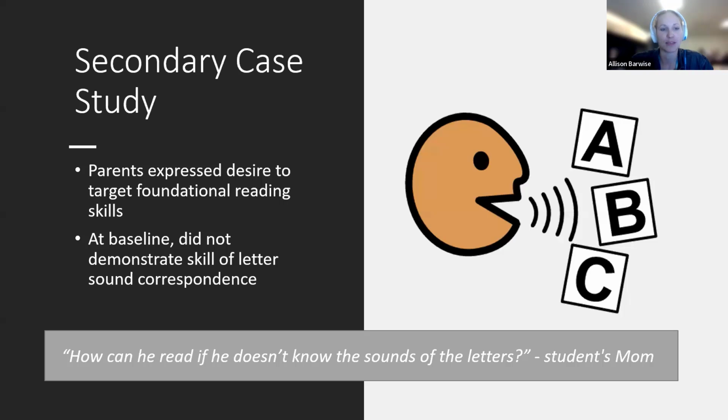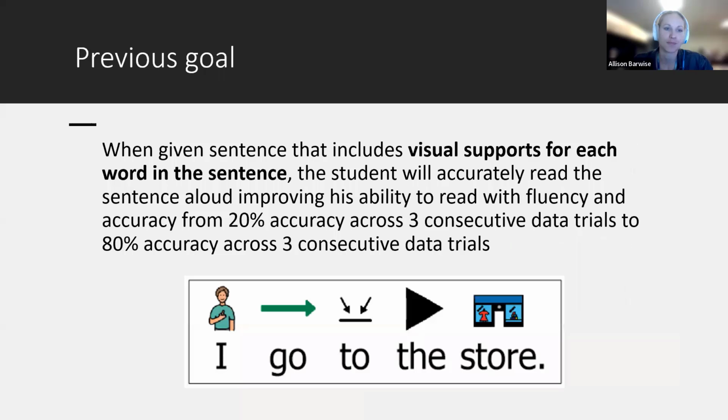And so when we looked at baseline, the student was not yet demonstrating the skill of letter sound correspondence. And that's where we really decided to target, mostly because of mom's input as well. So when we look at his previous goal, he had a reading goal that was having him read sentences that had visual supports for each word in the sentence.